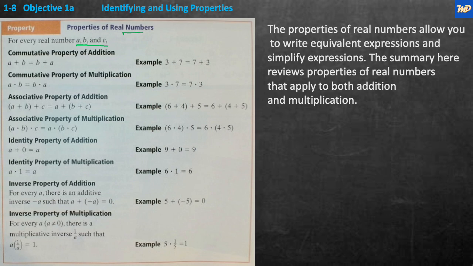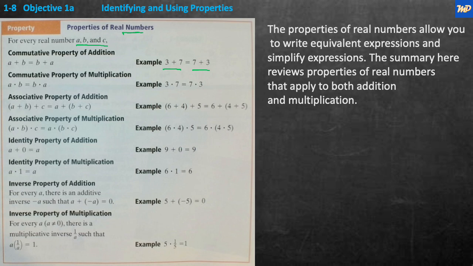Commutative means like taking a trip, to commute, right? So it means you can move back and forth. So A plus B is B plus A. It doesn't matter. They can commute back and forth. Commutative property. 3 plus 7, right over here, 3 plus 7 is equal to 7 plus 3.